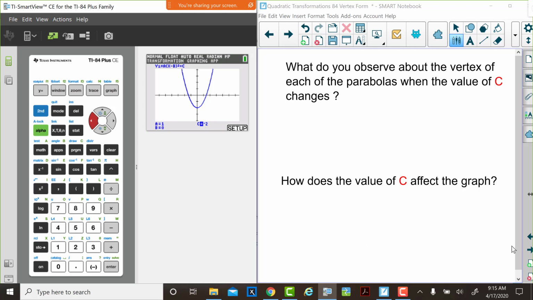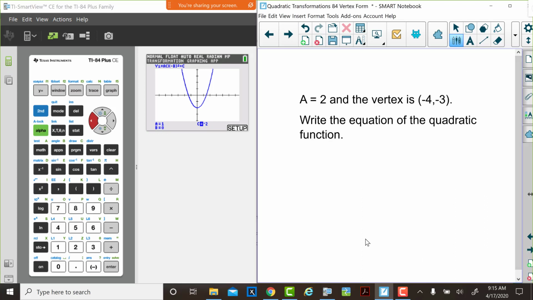Let's now put all of this together. On the next page, you're going to see a situation where a is equal to 2, a description of a quadratic function. A is equal to 2, and the vertex of this quadratic function is at (-4, -3). We'd like for you to write the equation of the quadratic function in vertex form. Please pause the video, and once you've written your equation in vertex form, please return to the video.